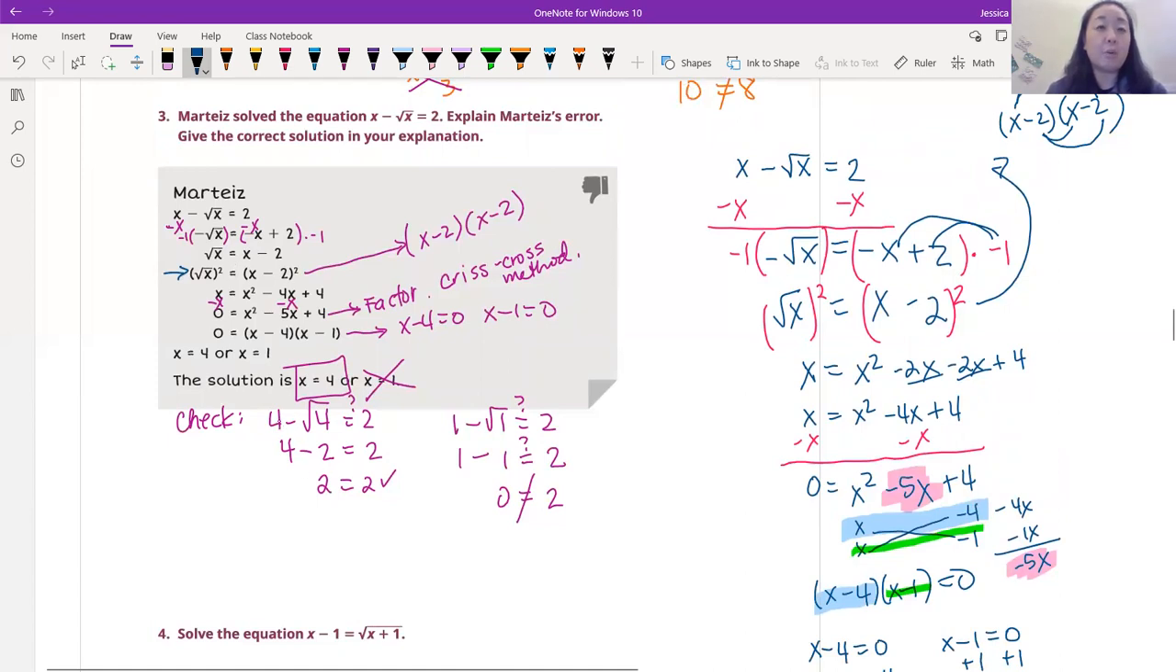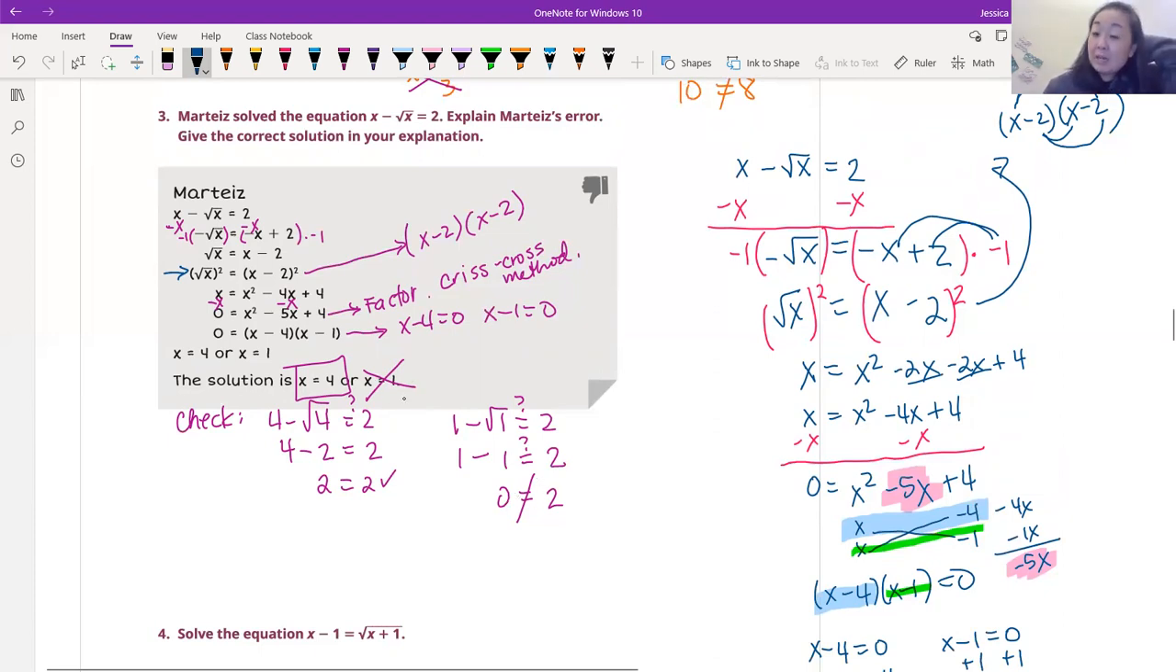So we plug in the 4. So 4 minus root 4. Is that equal to 2? And then we know the square root of 4 is equal to 2. So 4 minus 2 is equal to 2. So yes, that one checks out. So we do the same thing for 1. And we know that the square root of 1 is 1. So 1 minus 1, yeah, that's equal to 0. We know definitely that 0 does not equal 2.